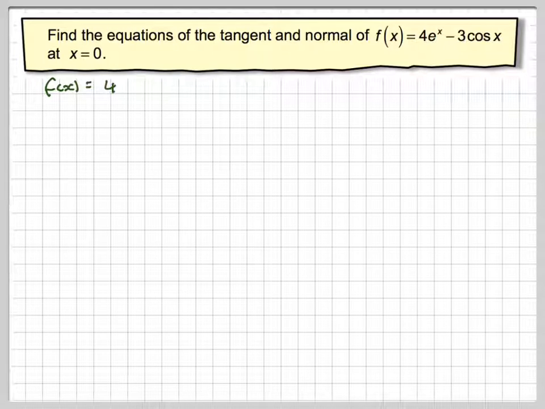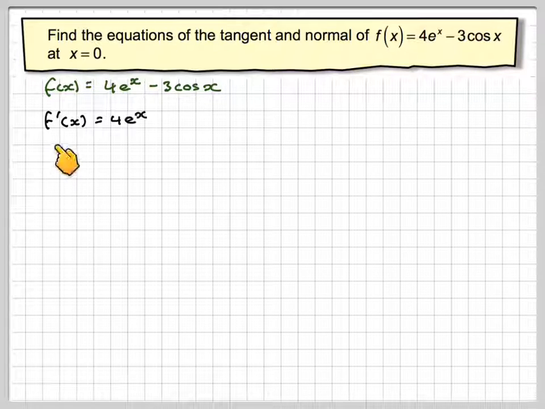So, first of all, write down the function: f of x is 4e to the x minus 3 cos x. And then, in order to find the gradient of this function, we need to differentiate it. So f dash of x, a good notation: 4e to the x is itself differentiated. Now minus cos is plus sine.